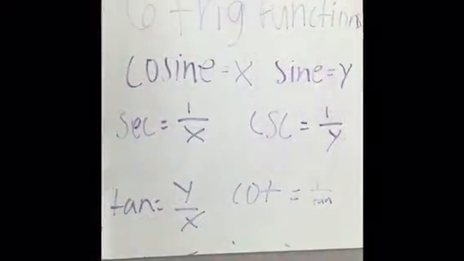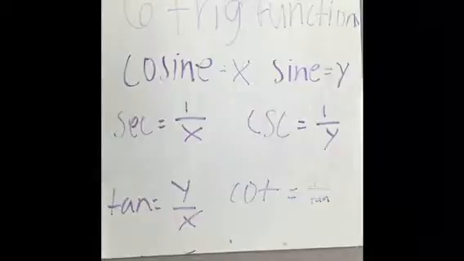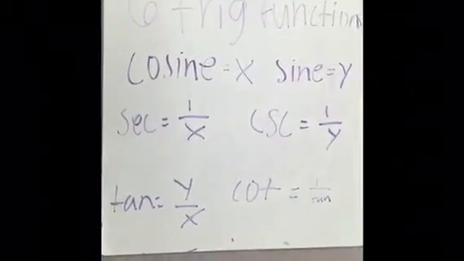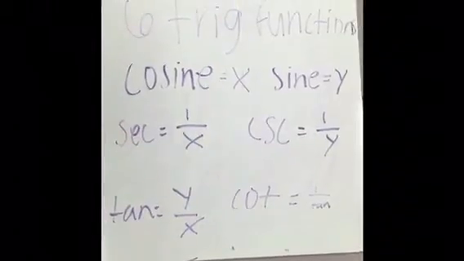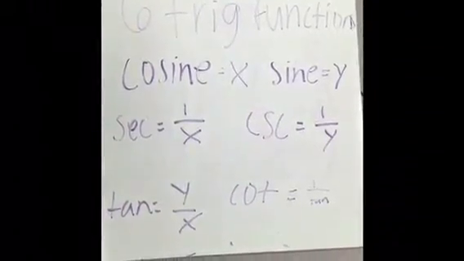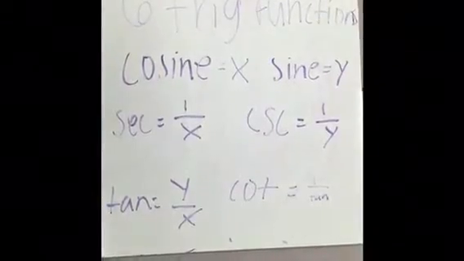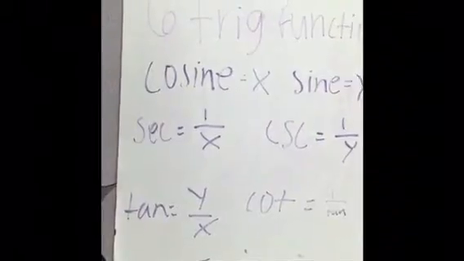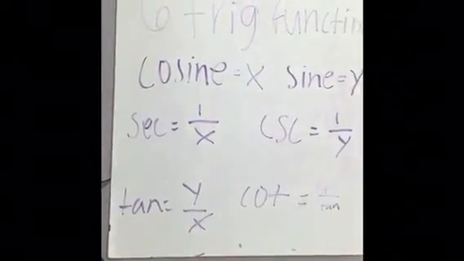The 6 trig functions are cosine, sine, secant, cosecant, tangent, and cotangent. Cosine is x, sine is y, secant is the reciprocal of cosine, cosecant is the reciprocal of sine, tangent is y over x, and cotangent is the reciprocal of tangent.